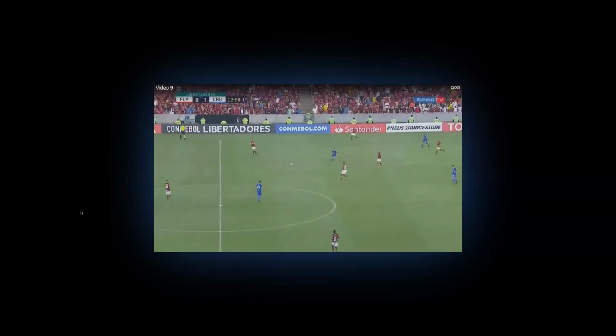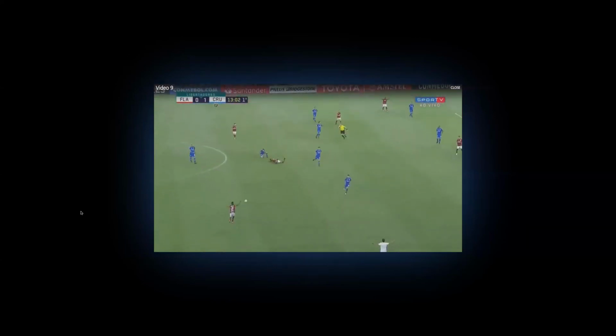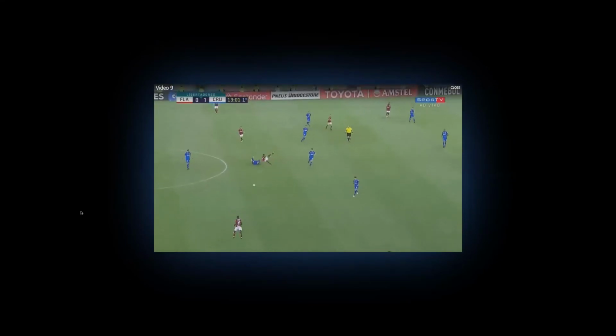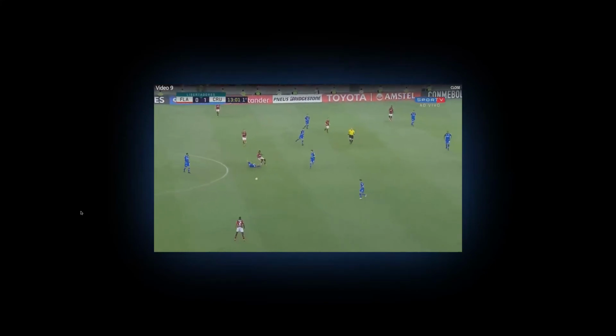The player's running at a high speed and goes all the way through the player. And you can see here, when he makes the challenge, he's completely off the ground. He has no control of his body. And to be able to do that, he has to be coming in at a high speed.